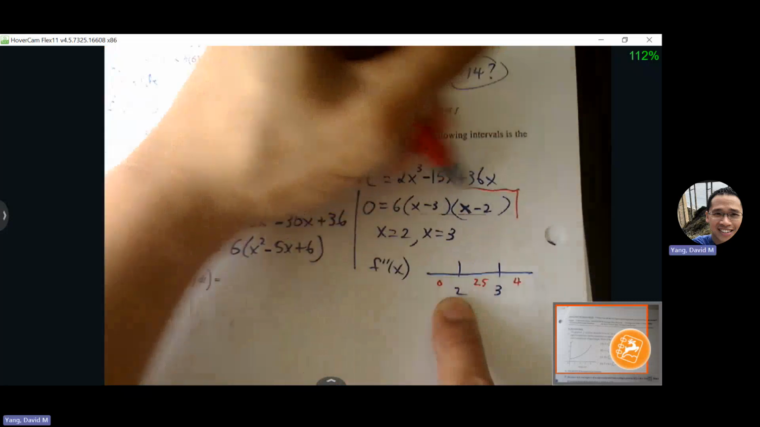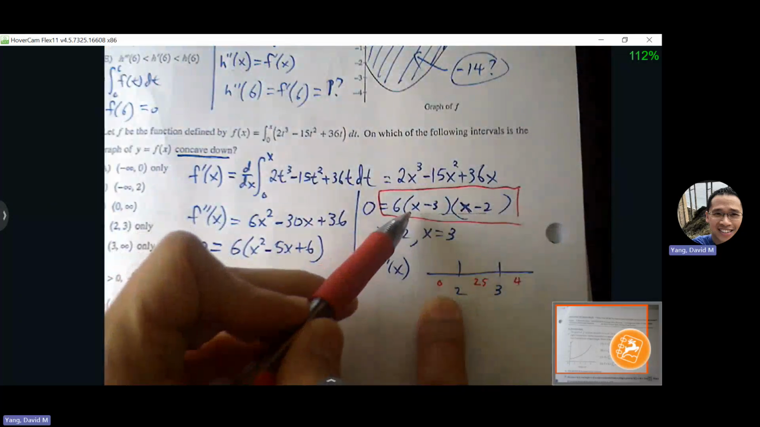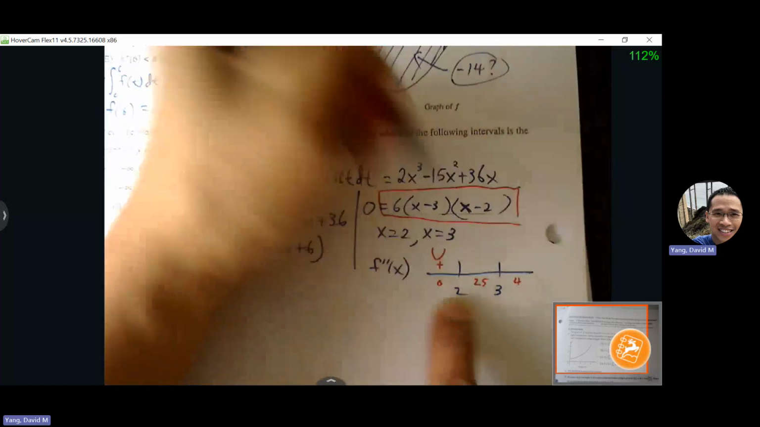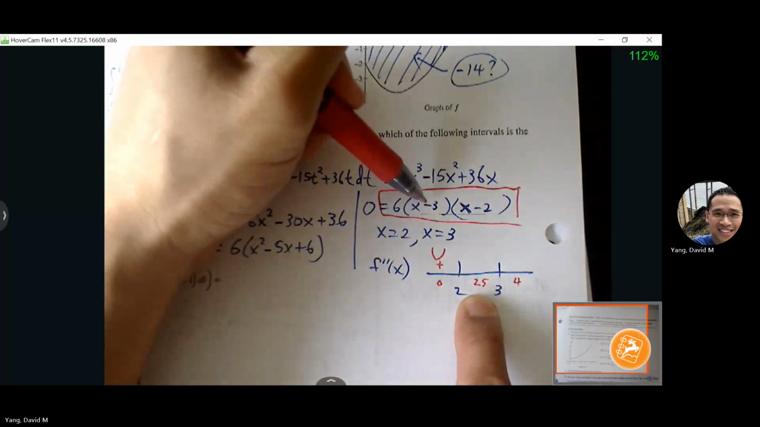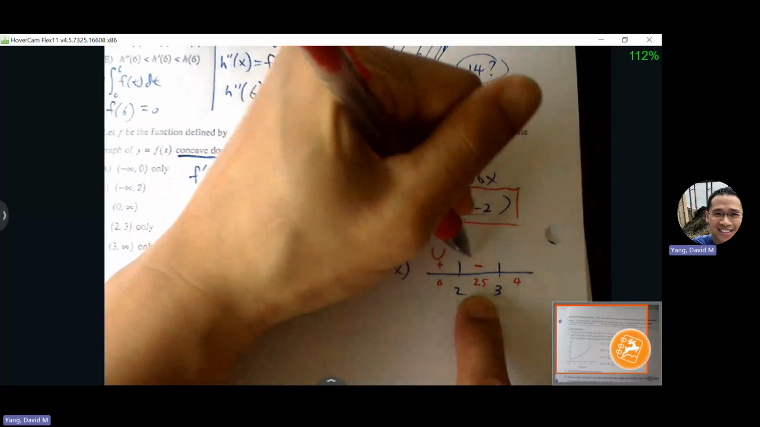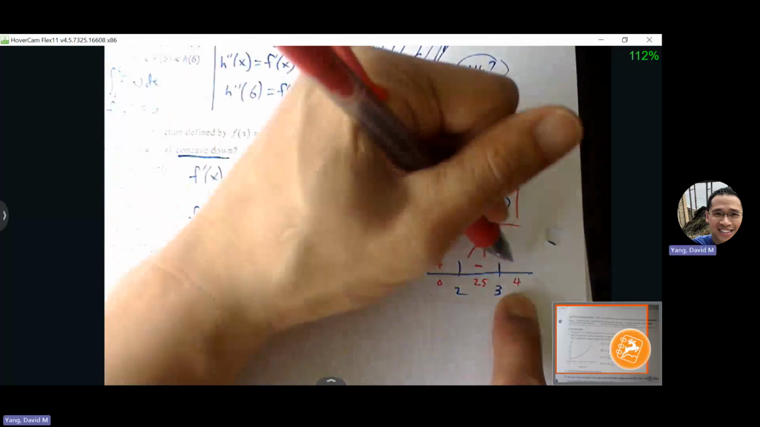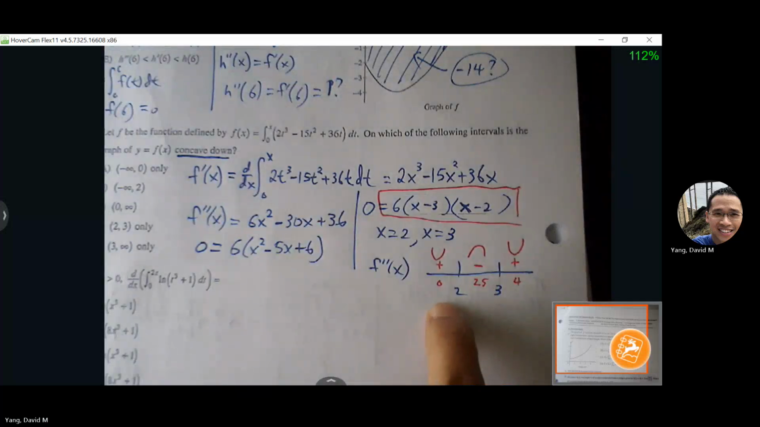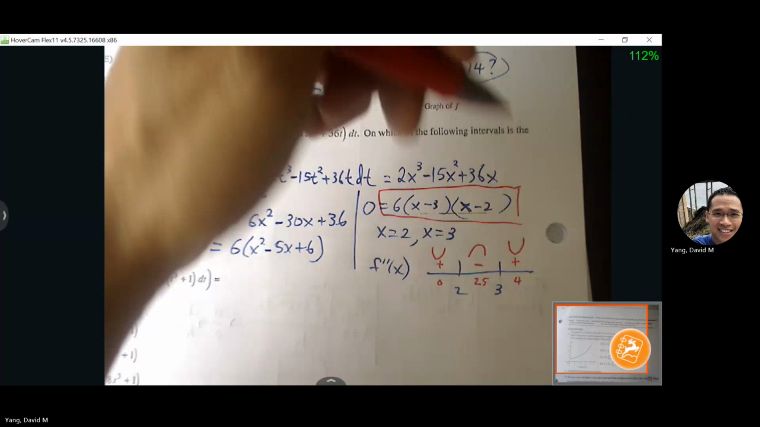Okay. Into my second derivative function, I plug 0: 0 minus 3, 0 minus 2. That's 2 negatives. That gives me positive, so concave up. 2.5, that's negative and positive, which is negative. Plug in 4, positive and positive, which is positive. So concave down, I can say on what interval? 2 to 3, yeah.